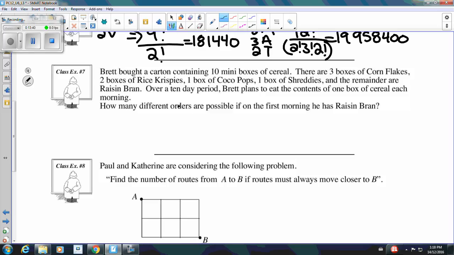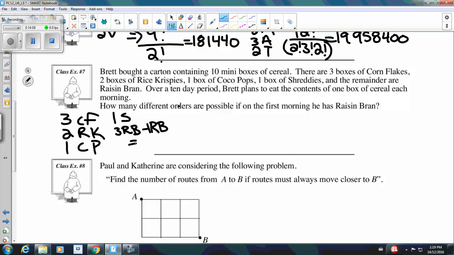he has still 3 boxes of cornflakes. So 3 cornflakes, 2 Rice Krispies, 1 Cocoa Puffs, 1 Shreddies, and the rest are Raisin Bran. Well, it says he started with 10. So this is 6, 7. So there were originally 3 Raisin Brans. But it's telling us on the first morning he's having 1 of those. So really we have 2 Raisin Brans left. So we know the first morning he has Raisin Bran, so we're really just looking at the 9 boxes of cereal he has left.